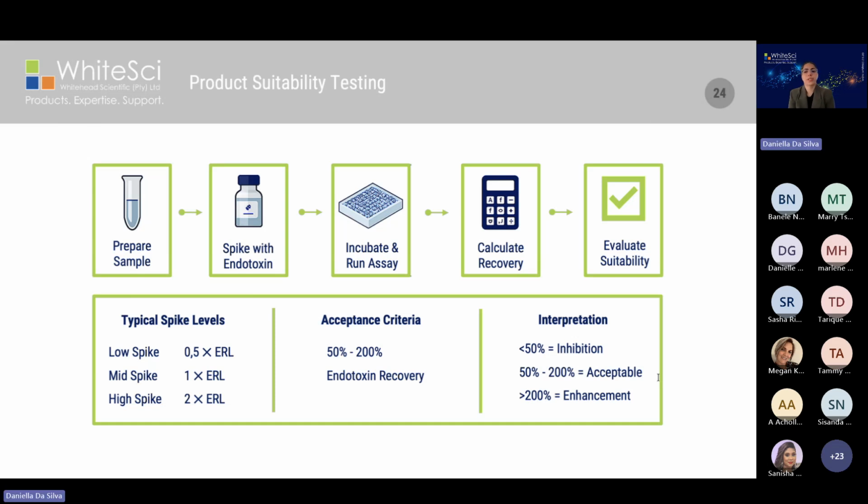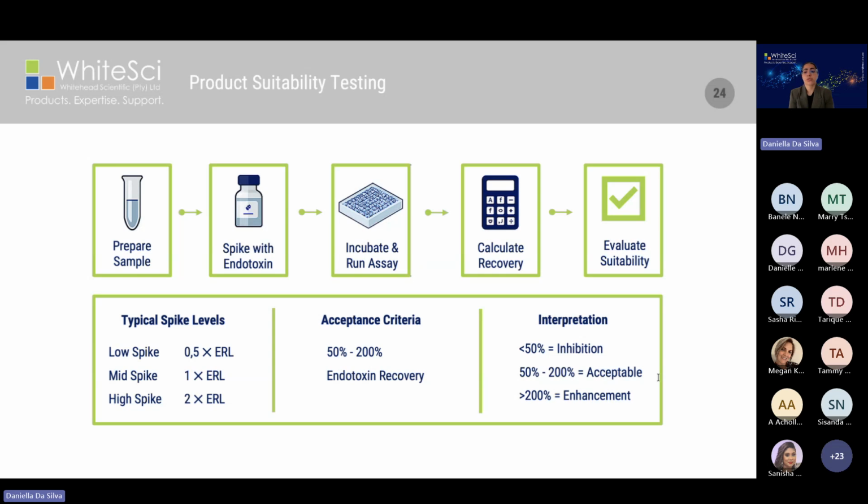This then brings us directly to product suitability testing. So at its core, product suitability asks a very simple but extremely important question. Can this assay reliably detect endotoxin in this specific product matrix? To answer that question, known concentrations of endotoxin are introduced into the sample and recovery is evaluated. If recovery falls within the accepted range, we gain confidence that the assay is functioning appropriately in that matrix.